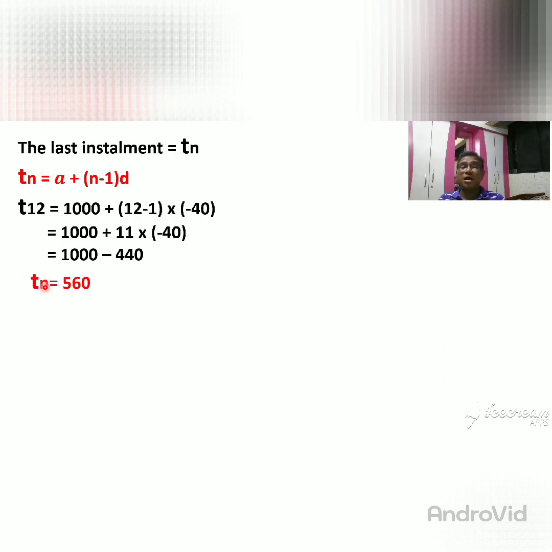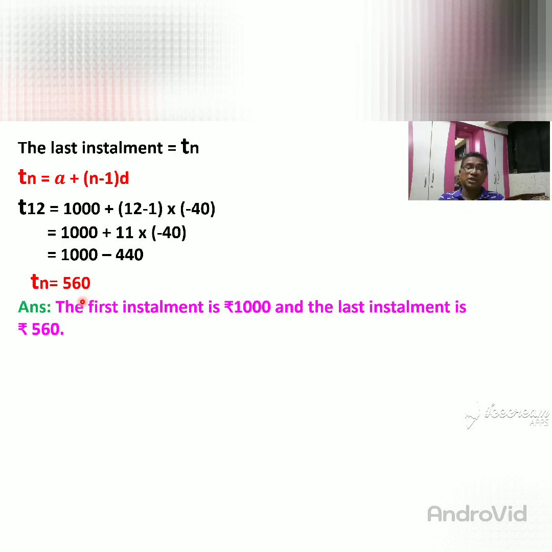That is the last installment. So the last installment is 560 rupees. This is the 12th installment, meaning the 12th installment is 560, and the first installment is 1000. In such a way we can solve this problem. If you have doubts, you can ask me.